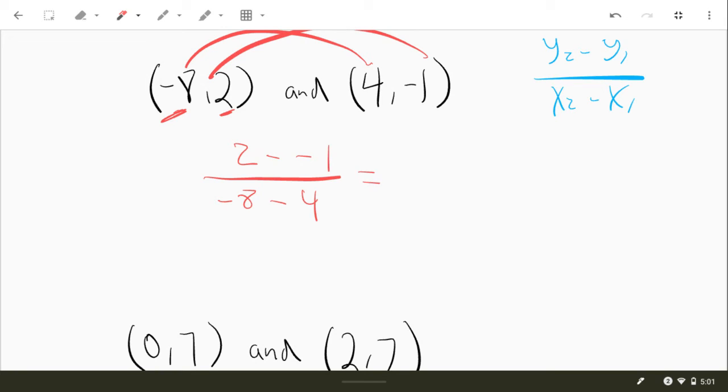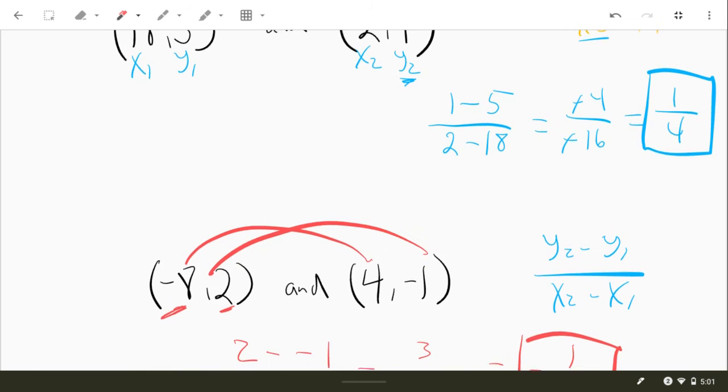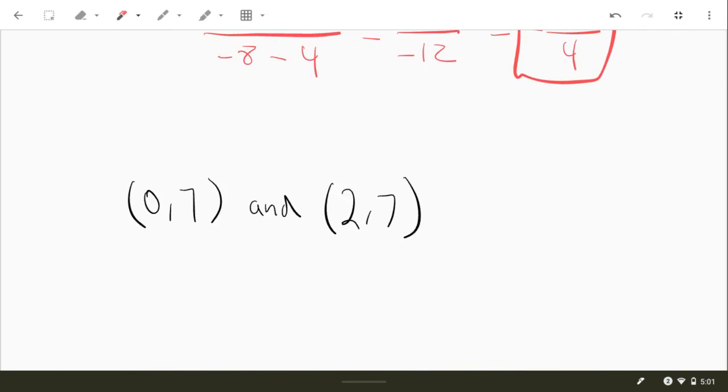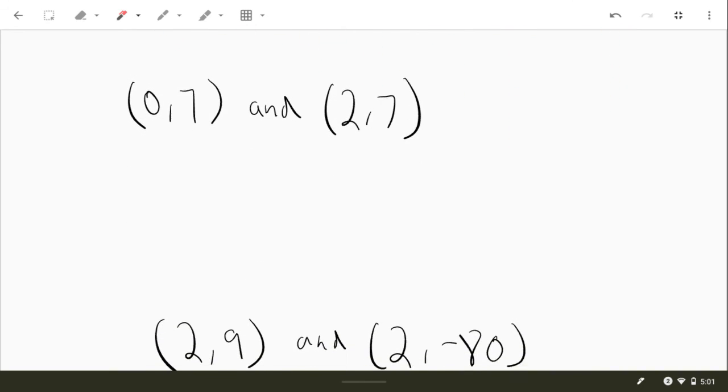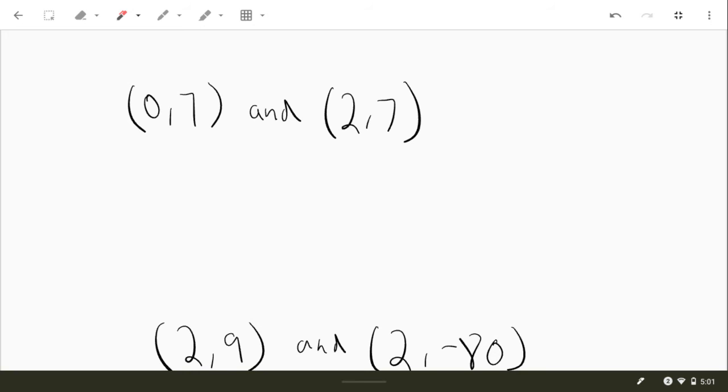2 minus negative 1, that's 2 plus 1, so 3. Negative 8 minus 4, that's negative 12. And a positive and a negative will be negative. 3 over 12 will simplify down to negative 1/4. What's with all the 1/4, man? Okay, so hopefully you've got sure footing on how to apply that formula.